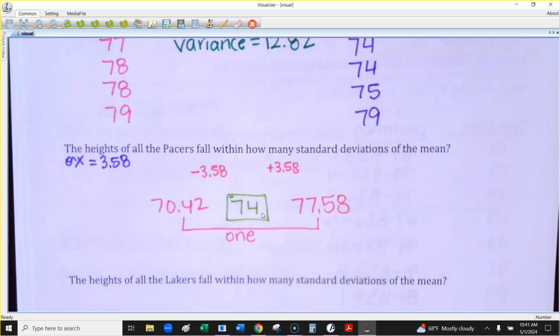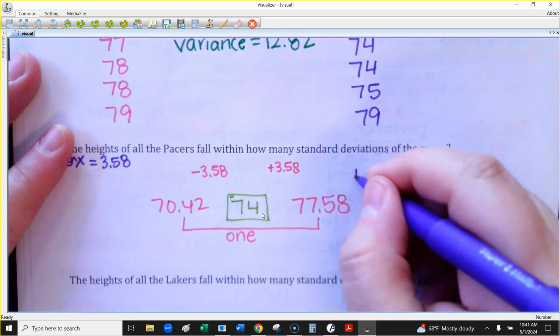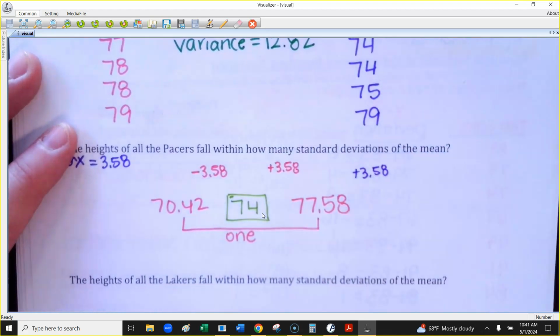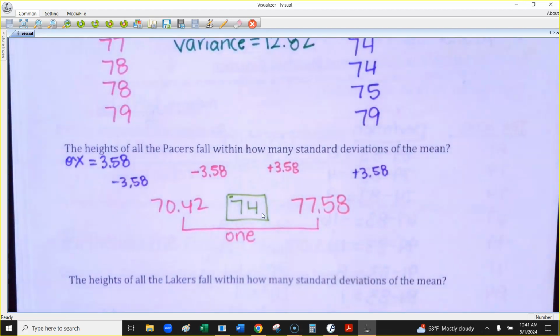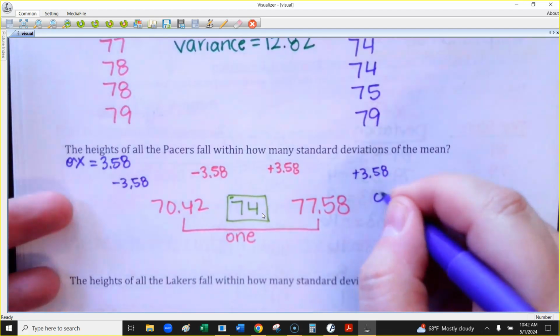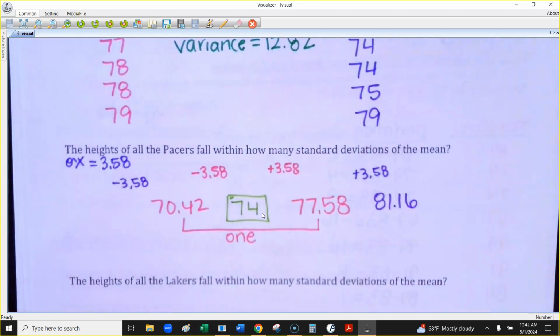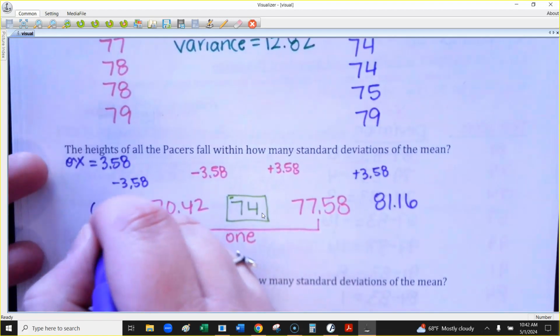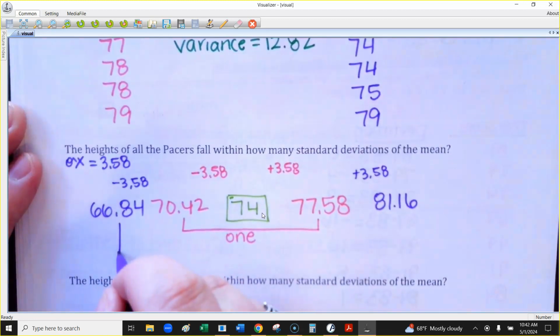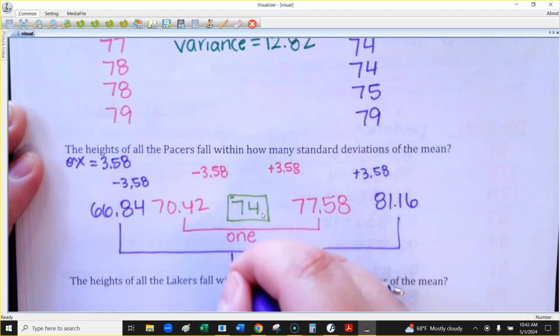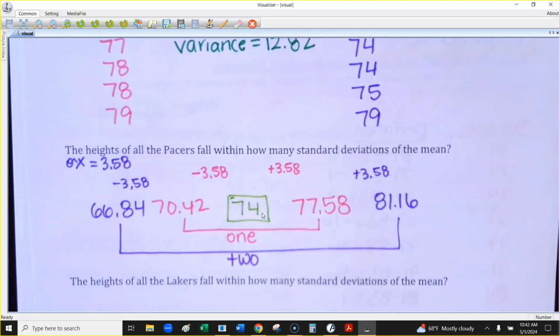Then I'm just going to repeat that process. I'm going to add 3.58 on the right side, and I'm going to subtract 3.58 on the left side from those two numbers I have. So 77.58, add 3.58. This would be 81.16. And then on the other end, the 70.42 minus 3.58. These are not always nice numbers to work with. 66.84. All right, so all the heights here would fall within two standard deviations of the mean.